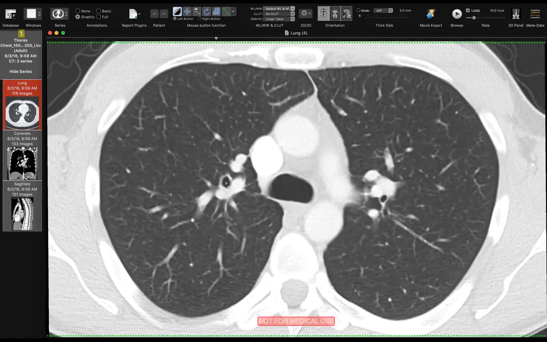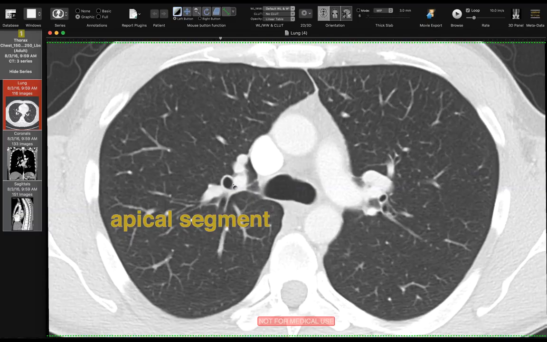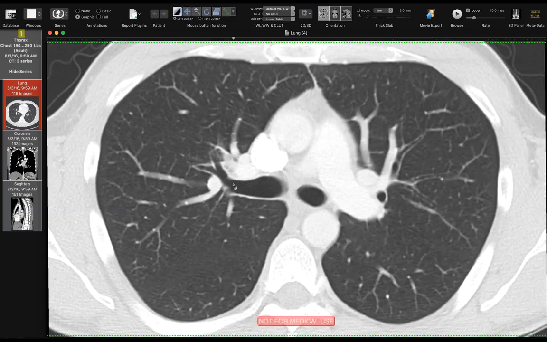You can see this one that's a circle. It's going to go straight up to the apex. That is the apical segmental bronchus. Okay, I'm going to scroll back down. And this one that goes anterior here is the anterior segmental bronchus.